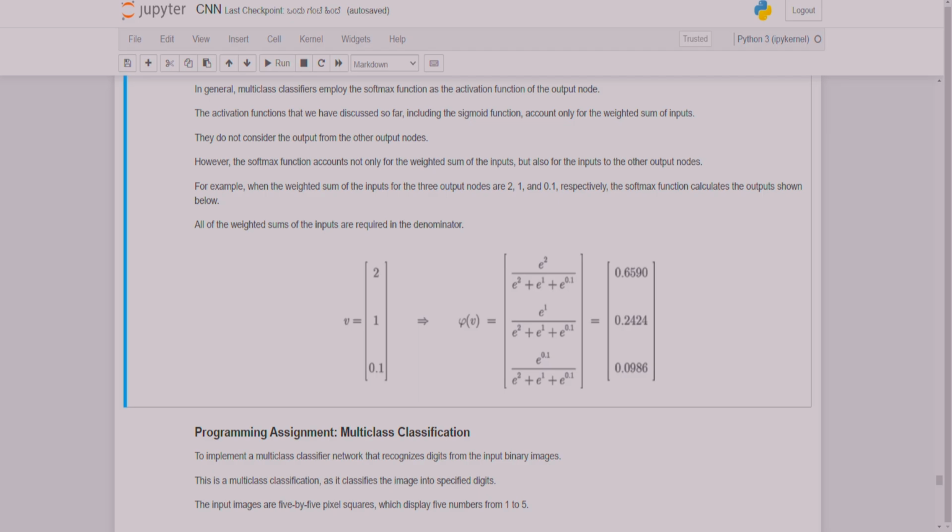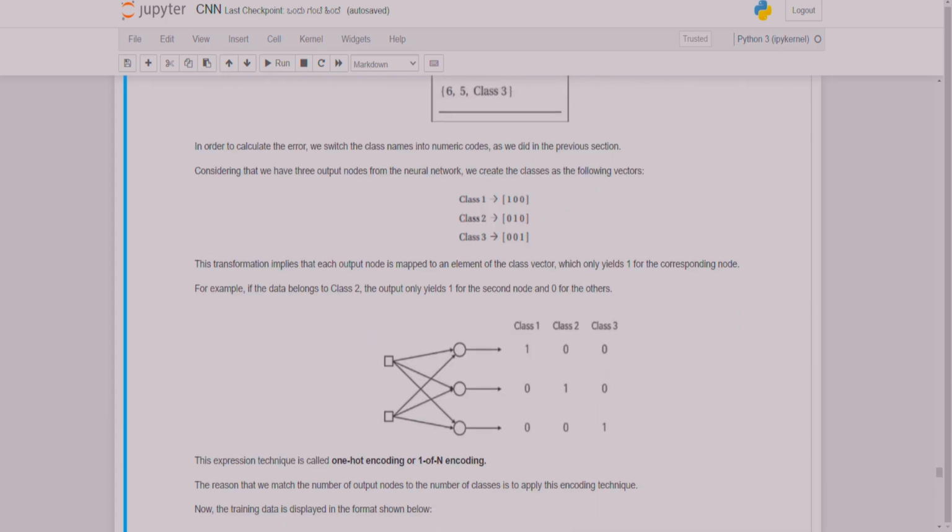Yes, clear, yes, sir. Is there any other doubt? Just a small doubt. Sure. Yes, in the previous diagram, where the three neurons are indicated, yes.